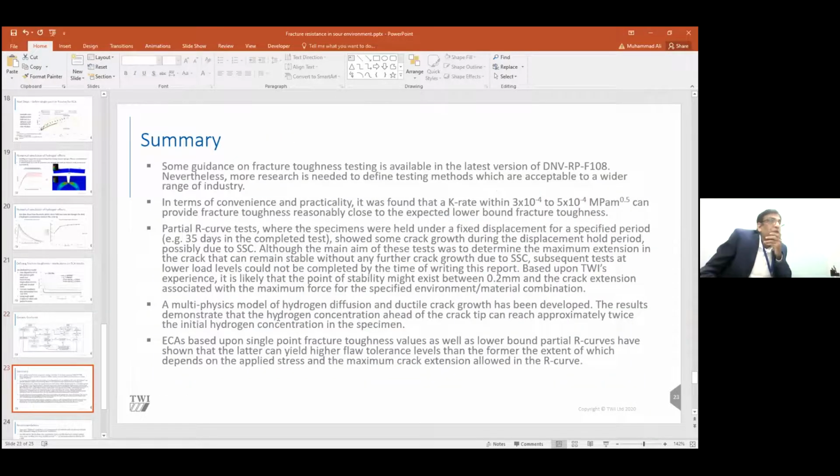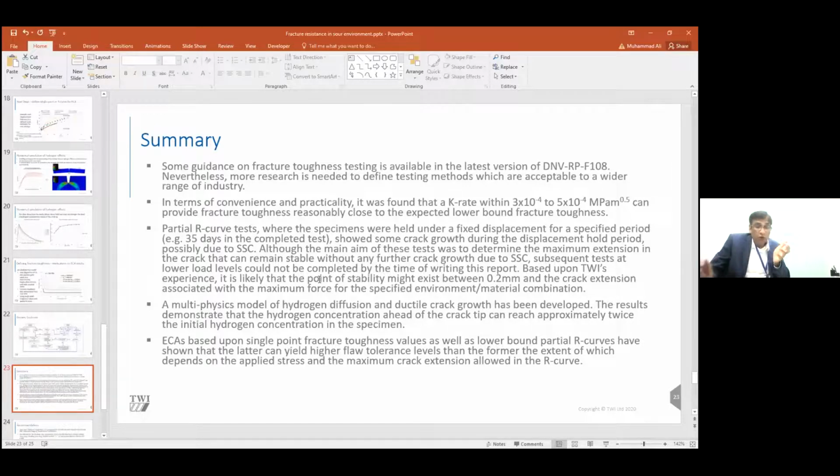Some of the conclusions: there is some guidance available in existing standards. However, a lot of work is required to agree on a universally acceptable method. In terms of convenience and practicality, it was found that a defined K rate within this range can provide a fracture toughness reasonably close to the expected lower bound fracture toughness.